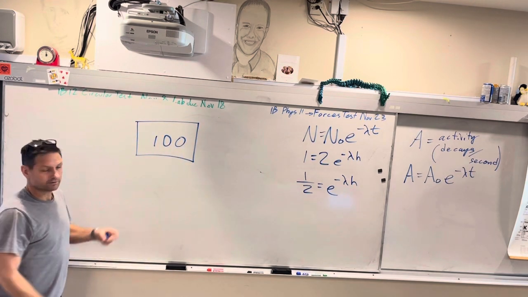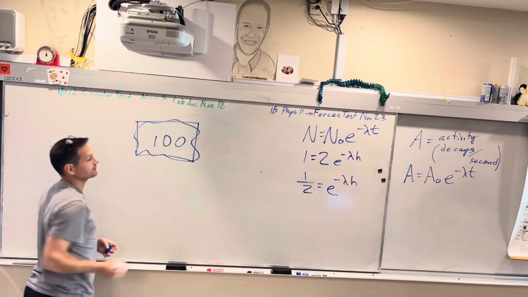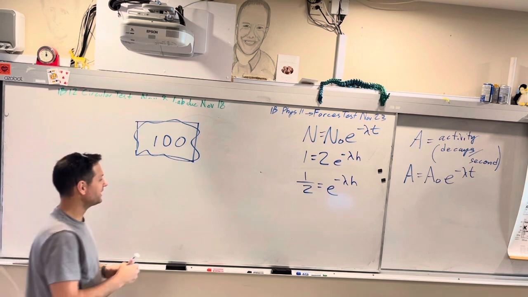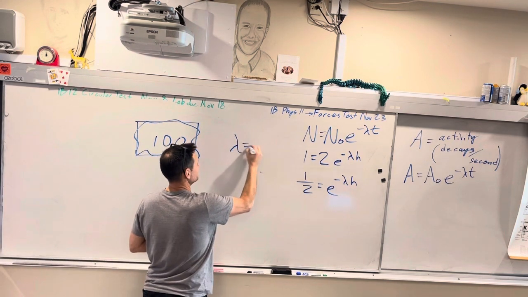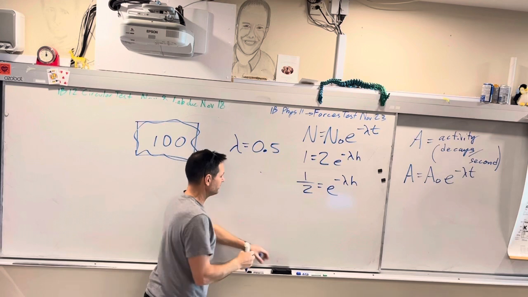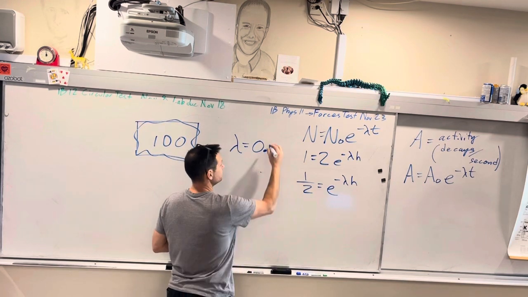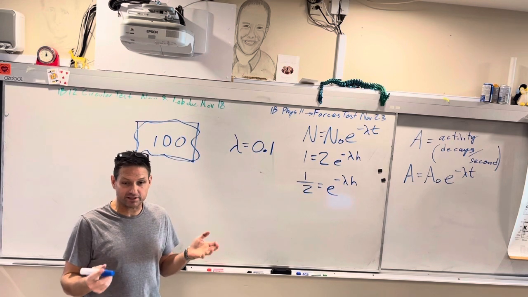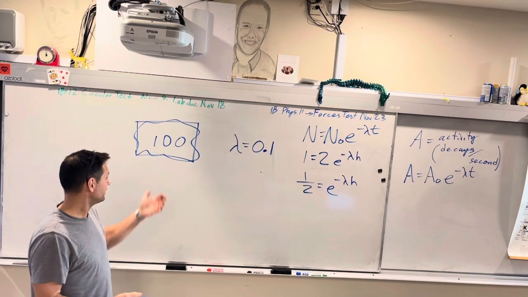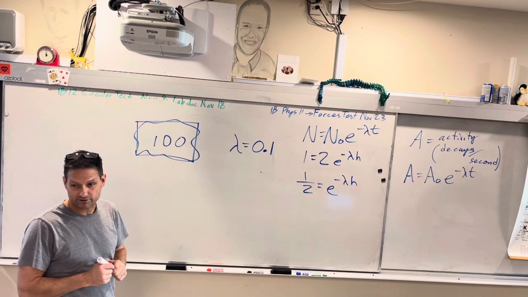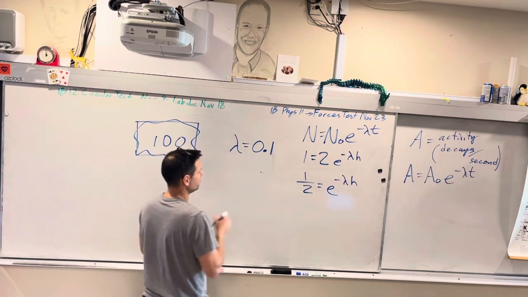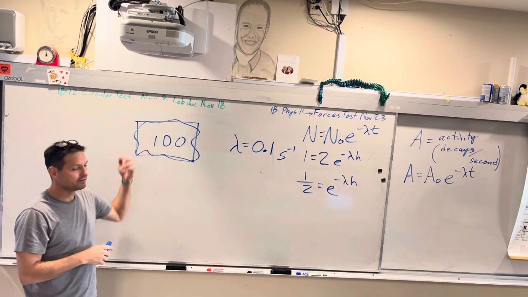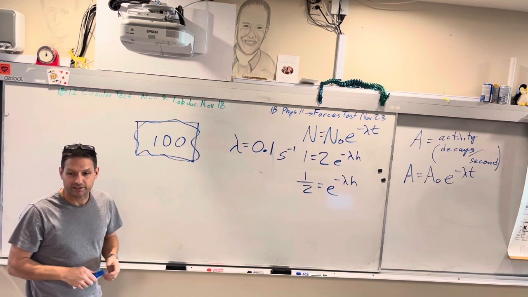Let's say you have a rock. This is a rock. And the rock has 100 nuclei in it, and its decay constant is 0.5. No, let's say 0.1. So there's a 10% probability of any nucleus decaying. How many nuclei are you going to have after 1 second? Let's say this is 0.1 per second. How many are you going to have after 1 second? Probably 99, right?